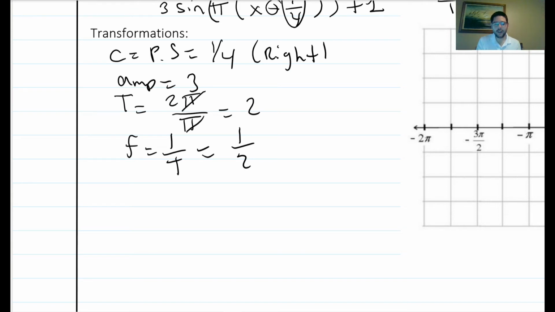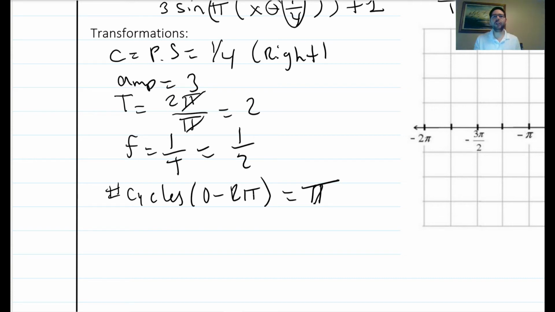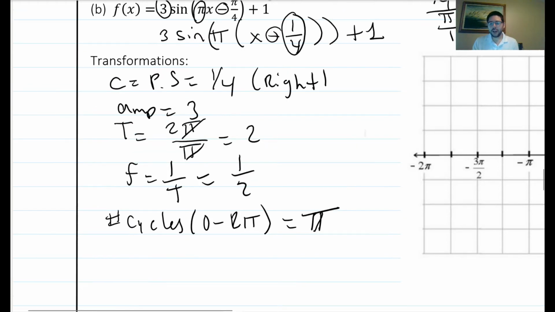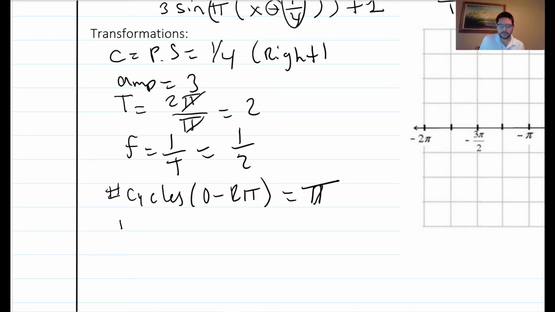All right, and then the number of cycles, or the wave number of cycles from 0 to 2 pi, is equal to the b term, which is pi. So that means we get 3.1415... waves per cycle from 0 to 2 pi, which is kind of weird to think about, but that is according to what we're looking at here. All right, and then we have our midline at y equals d, and the d we said was 1.